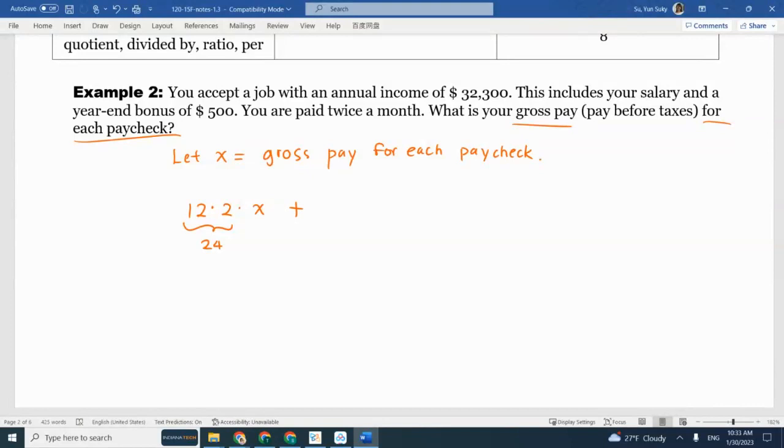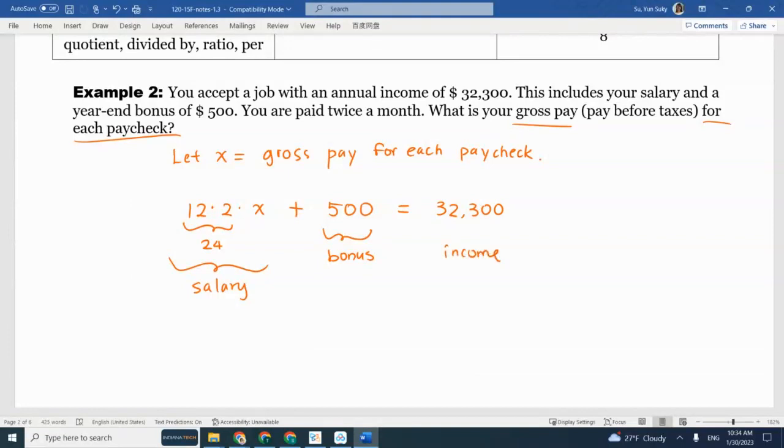And plus, this annual income includes our salary. So this is our salary, and a bonus of 500. So this part, our salary plus our bonus of 500, equals the total annual income. Okay, that's the income.